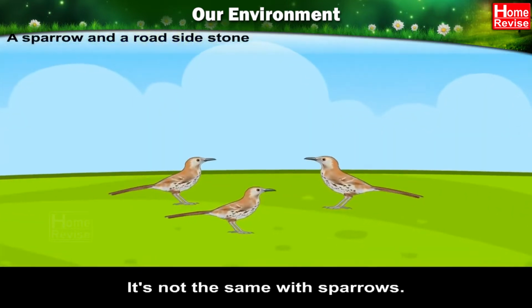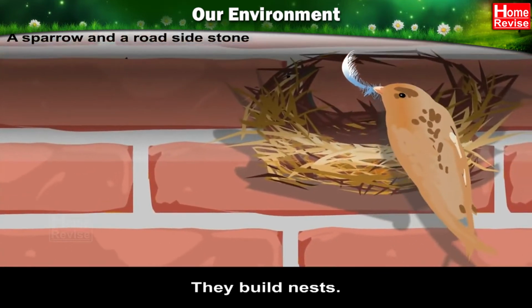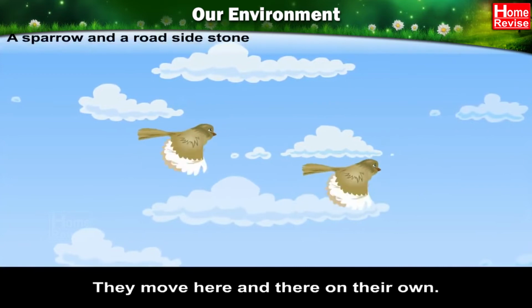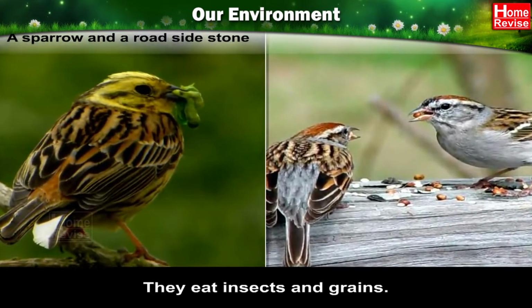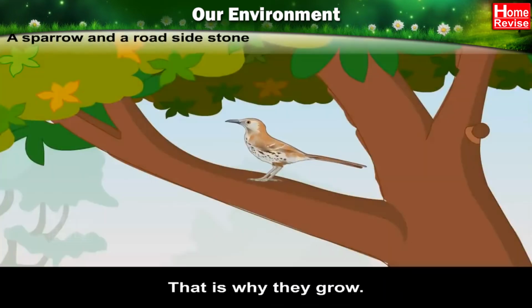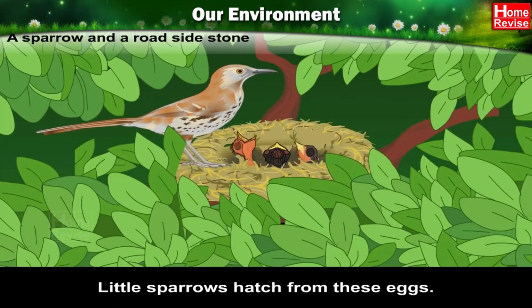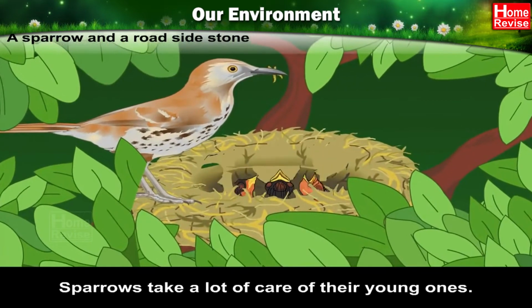It's not the same with sparrows. They build nests. They move here and there on their own. They eat insects and grains. That is why they grow. They lay eggs in nests. Little sparrows hatch from these eggs. Sparrows take a lot of care of their young ones.